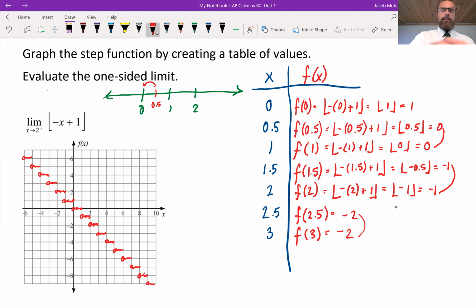Let's evaluate the limit. So we completed that first task. Let's say what the limit's asking. So it's got the limit as x approaches 2, but then it has that power of plus. What does the power of plus mean? This means find the limit as x approaches positive 2 from the right side.